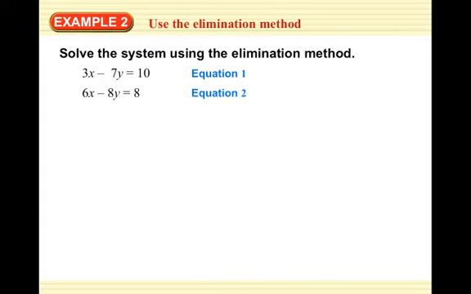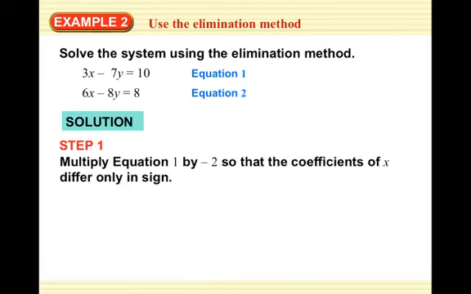So the 3x will get multiplied by negative 2, the negative 7y will get multiplied by negative 2, and so will the 10. So we're going to multiply equation 1 by negative 2 so that the coefficients of x differ only in sign. So I'm going to take 3x minus 7y equals 10, and I'm going to get negative 6x plus 14y equals negative 20.